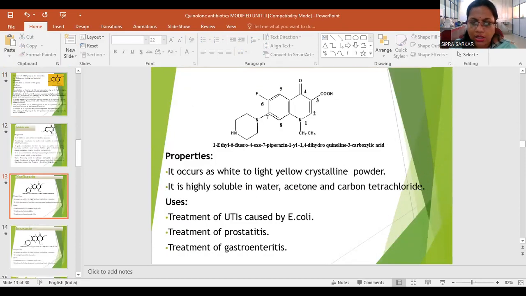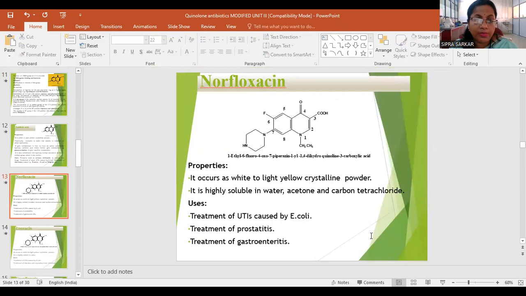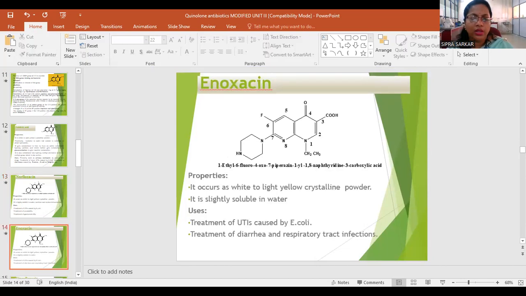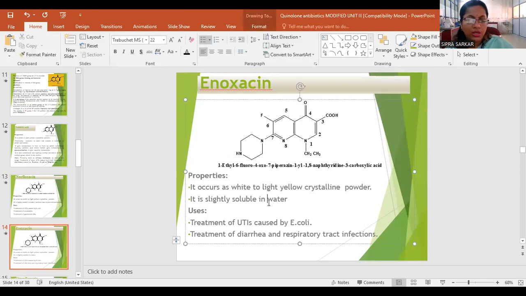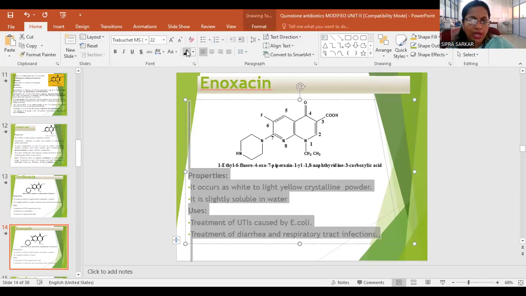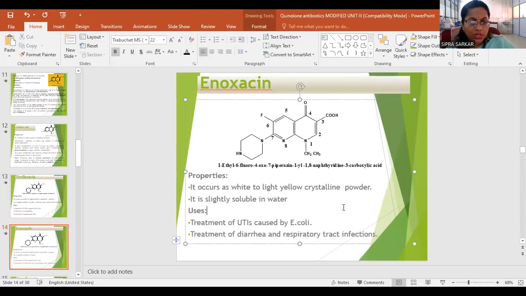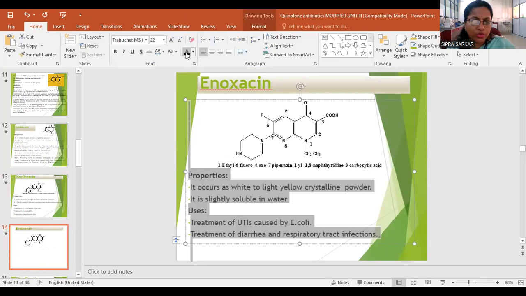And this drug is playing a very important role in prostatitis and gastroenteritis. Norfloxacin is a very important category of drug. Now, enoxacin is one of the important drugs in this category, but this drug's marketed formulation is not so much, so we are not highlighting this drug. There are just some substitutions in different positions.